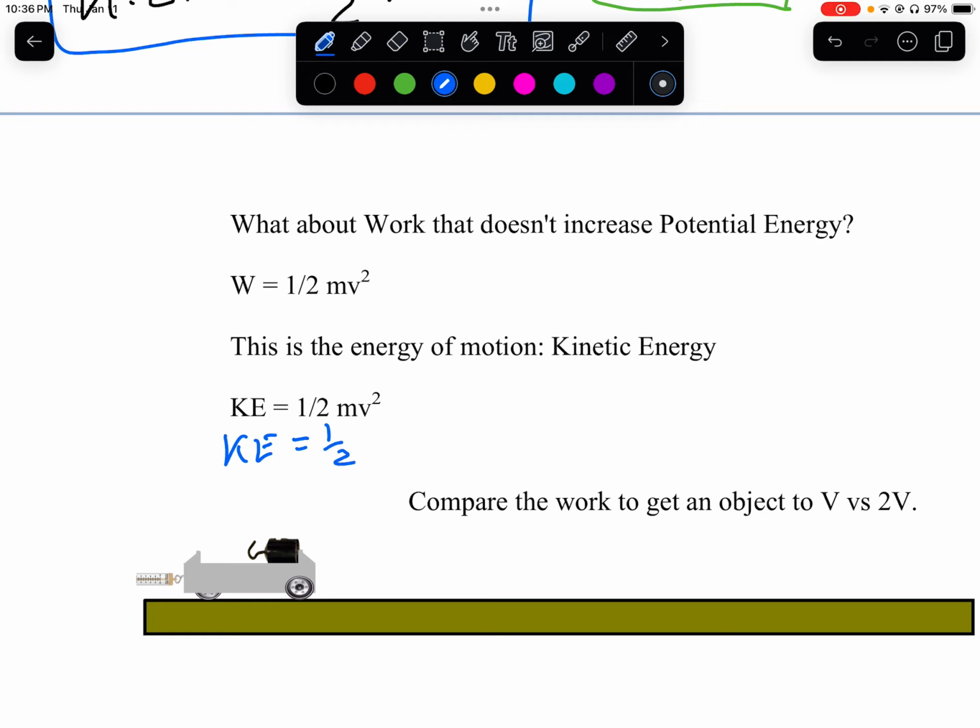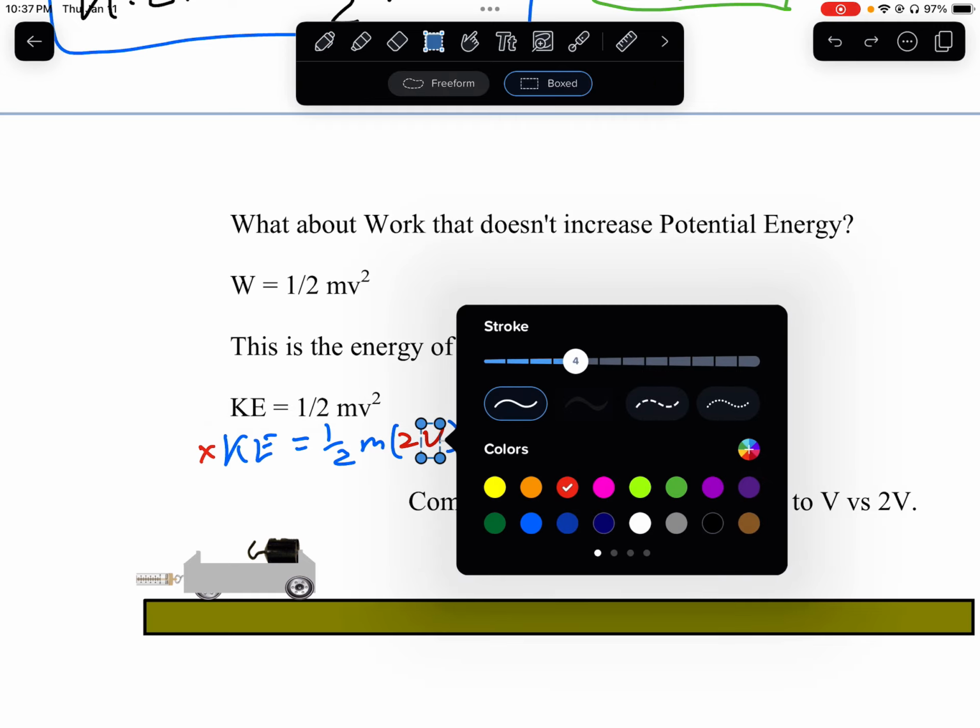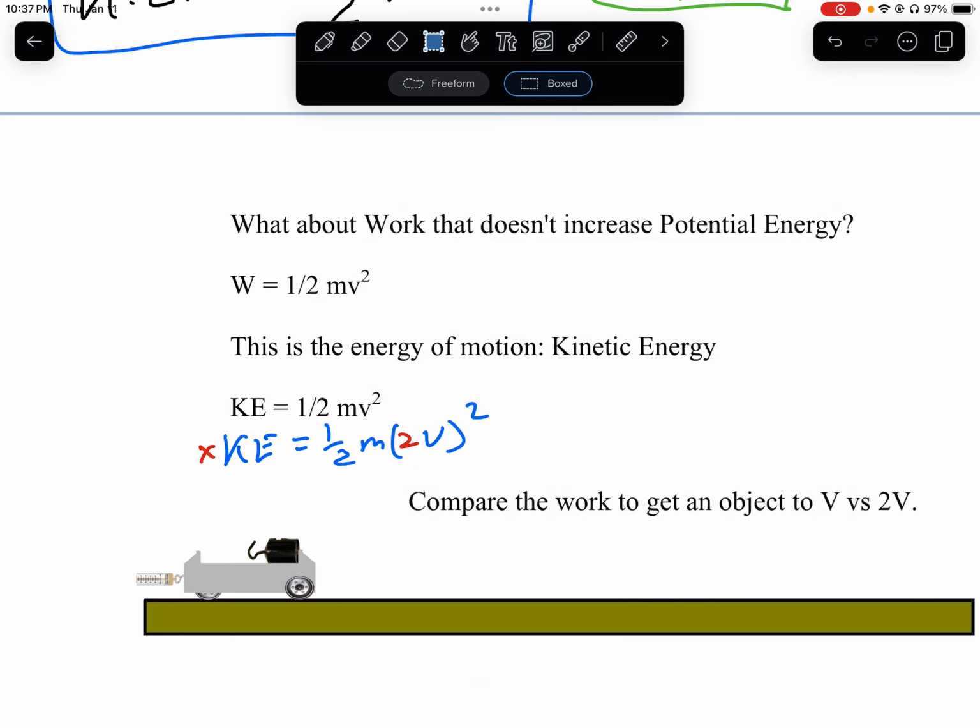The 1/2 is still out front. That's literally just a constant. The mass doesn't change. It's another constant. But the velocity goes from V to 2V, and in the equation, the velocity gets squared. By introducing an unknown factor, we'll call it x, the velocity changes. The v is still there, so I'm going to make that blue just so you can see that we're really just changing that coefficient.